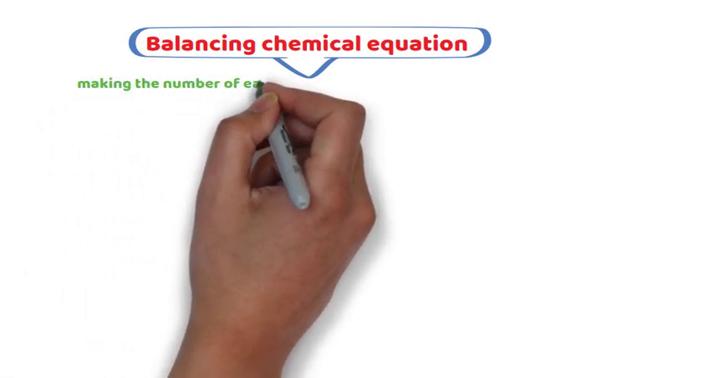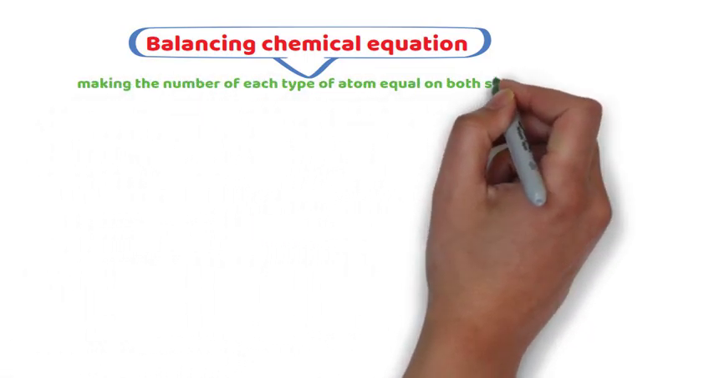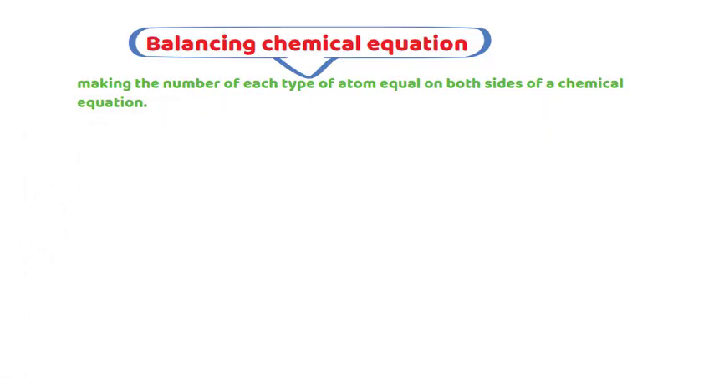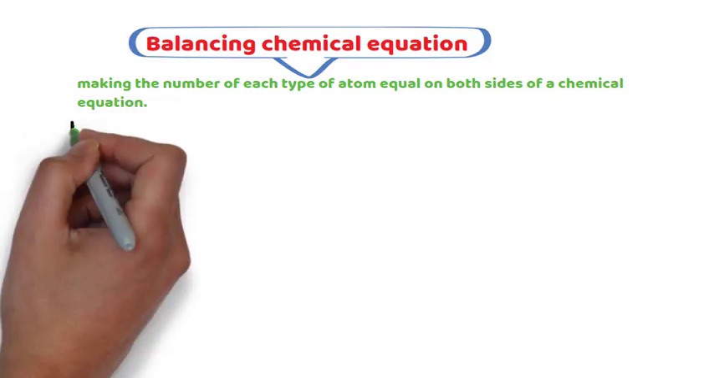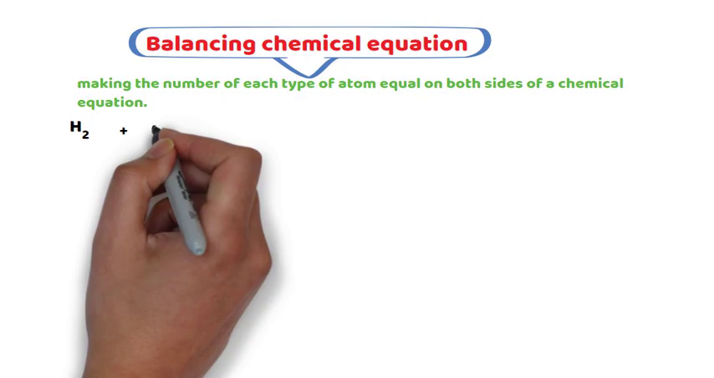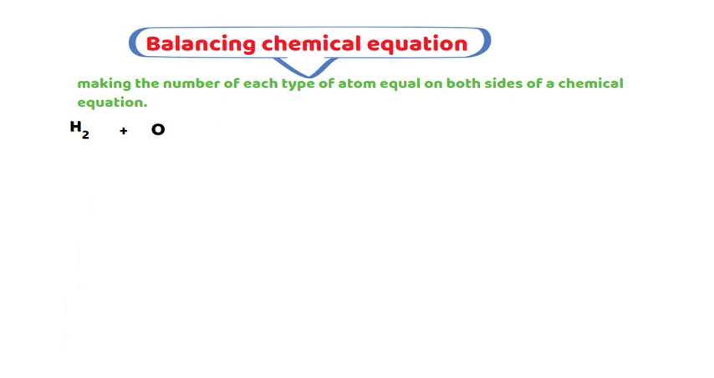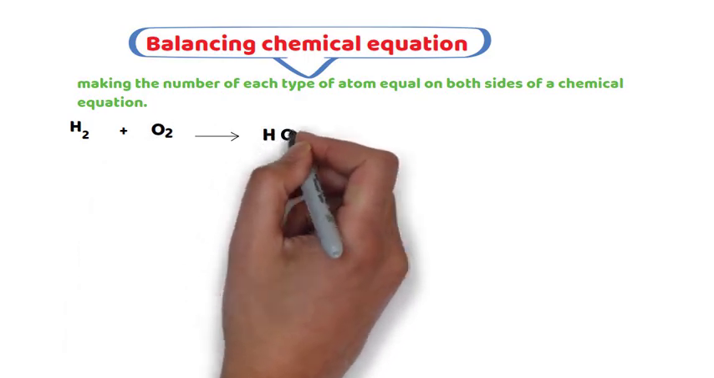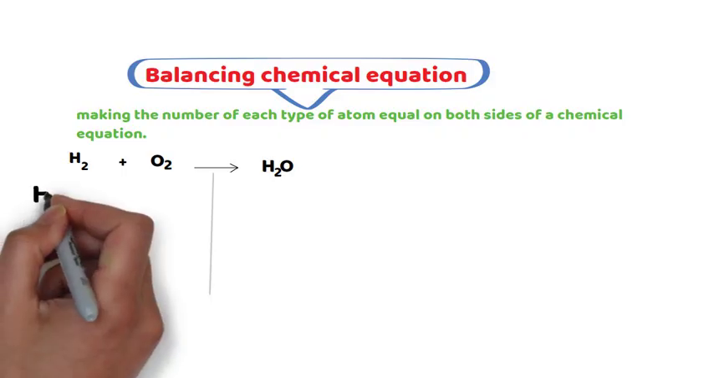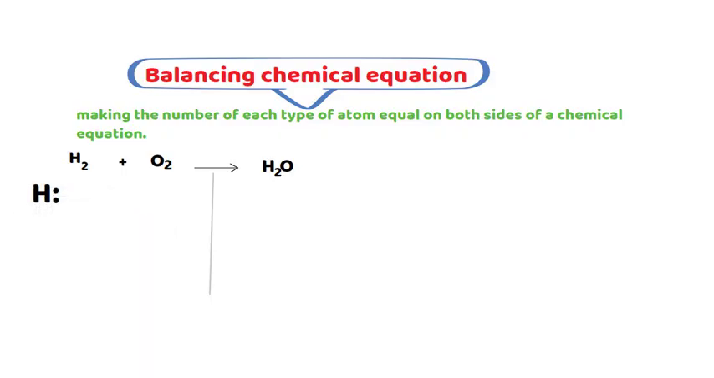Now balancing chemical equation means making the number of each type of atom equal in both sides of a chemical equation. Here is an example. Hydrogen molecule react with oxygen molecule. Finally we have water. The type of atom present in this chemical equation is hydrogen and oxygen.